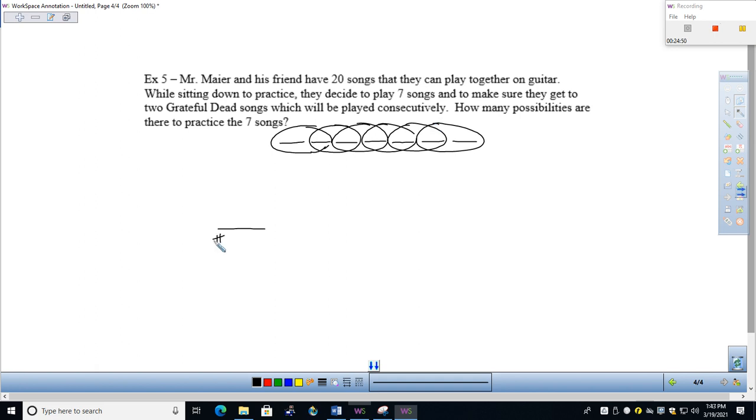So this is how I would kind of write it, and I have this on my paper. I'm going to put it on the board. This is the number of pairs of spots for the Grateful Dead songs. Because we have to meet that condition first. And so just our first order of business is like, all right, which pair of slots would we put the Grateful Dead songs in? And as I counted them up here, 1, 2, 3, 4, 5, and 6. So there are 6 possible pairs that the Grateful Dead songs can sit in. All right, so that's our first order of business.